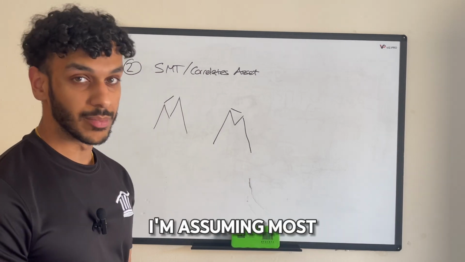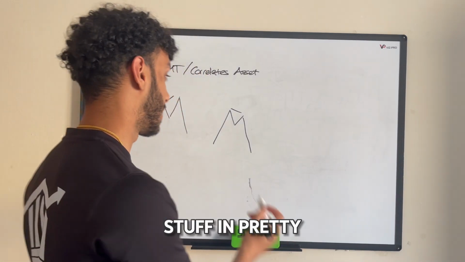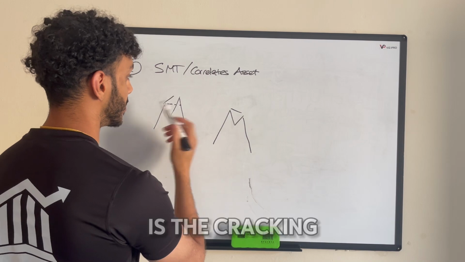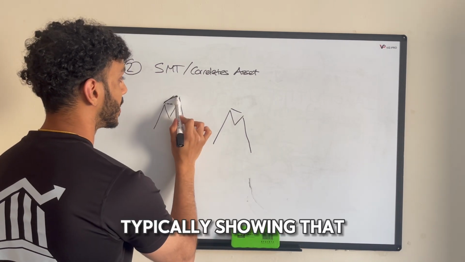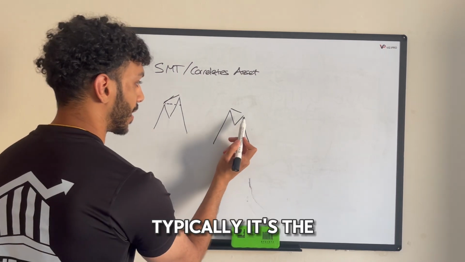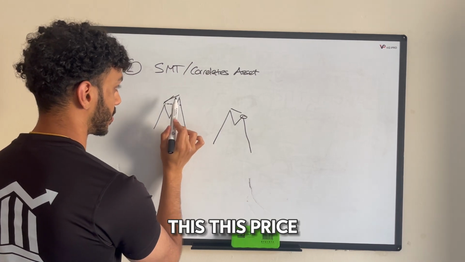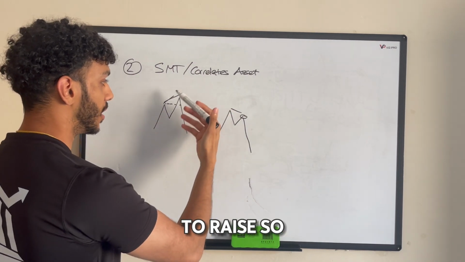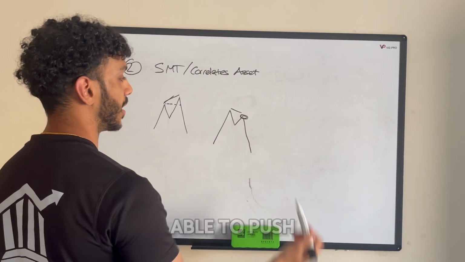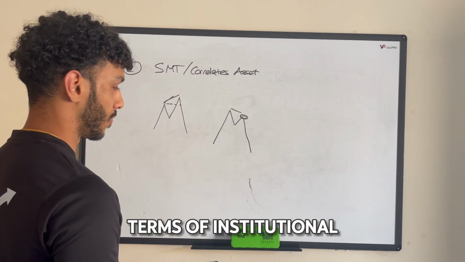SMT, and I'll be real, I'm assuming most people know what SMT is because you're coming to my reels. I mean, I'm talking about this stuff in pretty much every reel, right? But SMT, just as a very brief overview, is the cracking correlation between assets, typically showing that smart money is accumulating one of these assets. Typically it's the weaker one, because the logic is that this chart has had the ability to rise so high, whereas smart money has been aggressively shorting this, therefore it hasn't been able to push as high. But how does this work in terms of institutional order flow?